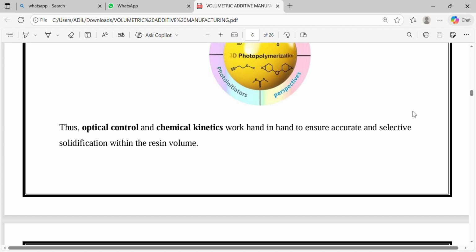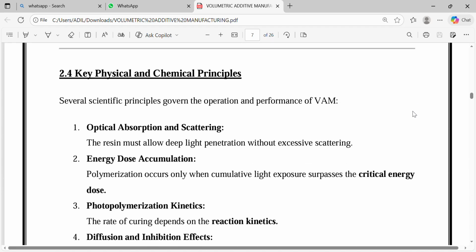Resin volume in VAM affects solidification and voxel size. It influences the light penetration and scattering, and impacts printing resolution and accuracy. It needs careful control for optimal results. Key physical and chemical properties. The first one is optical absorption and scattering. Optical absorption and scattering affect light penetration in the resin, influence the solidification pattern, and impact resolution and voxel shape. It needs consideration for accurate printing.